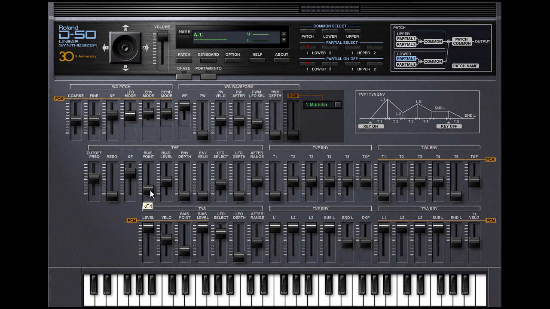Let's try it out. Envelope depth controls the amount of envelope modulation. The envelope can also be modulated by velocity. Slower notes or harder notes. The filter can be modulated by LFO 1, 2 or 3, the same way as described at the WG waveform. So let's try it out.